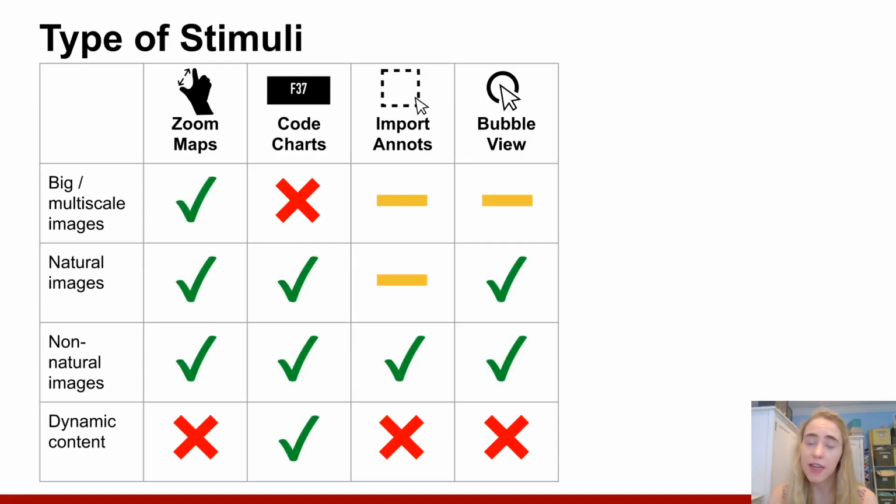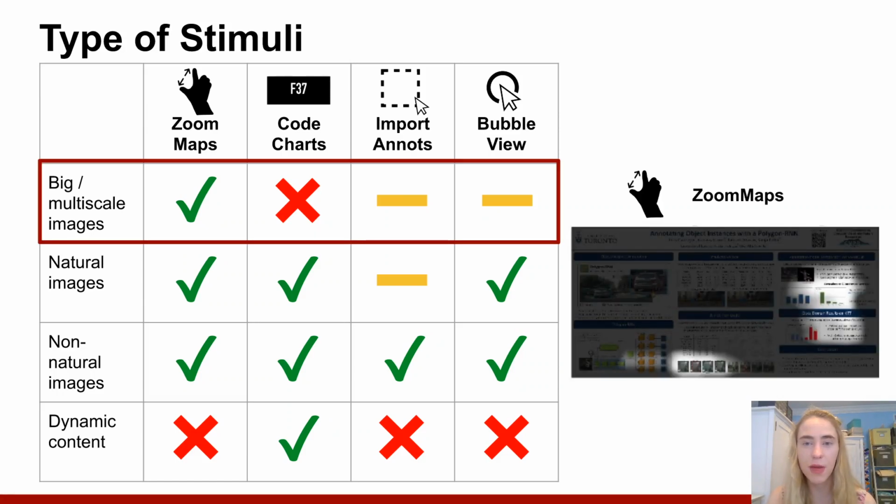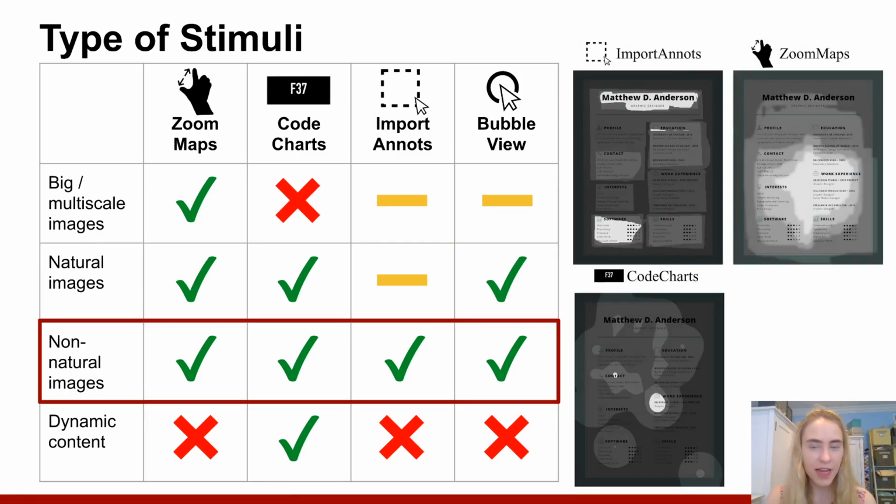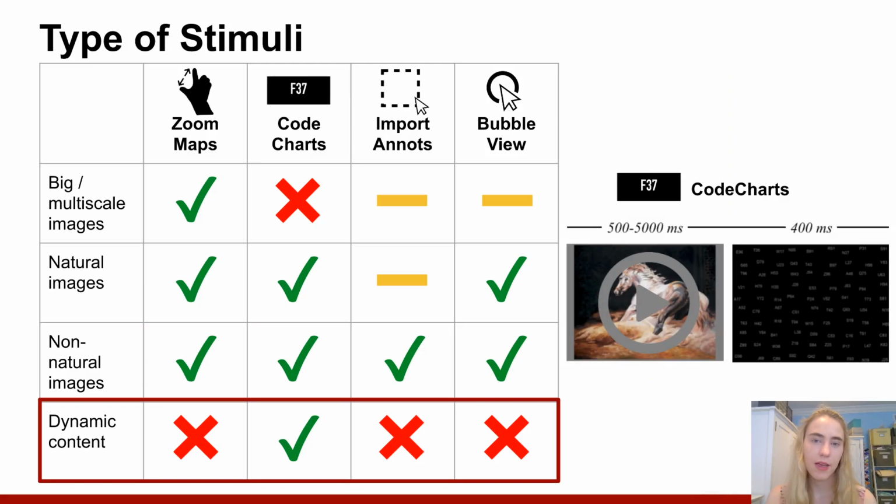One thing we realized is that not all interfaces work equally well with each type of stimuli. For example, ZoomMaps works uniquely well with large multi-scale stimuli because of the really natural support for panning and zooming. While you can use ImportAnnots with natural images, it's really best suited for graphic designs. On the other hand, all of the images that we studied support graphic designs, as you can see in the resume on the right. And finally, although we did not try this in our experiments, code charts can be used for videos by replacing the image with a short video clip.